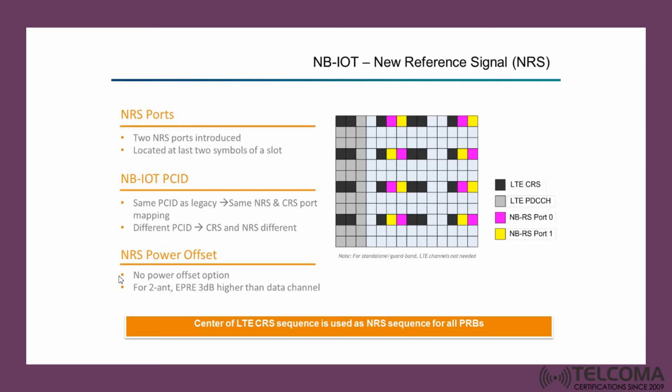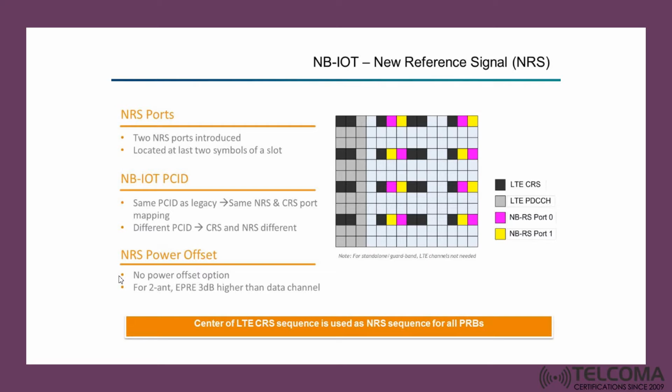So there are two NRS ports that are defined. Even though, as we have seen, the UE is in single RX operation mode, we can have two antenna ports. That is, both the antenna ports will have a single RF RX chain in the downlink. It is just for reference purposes. There are two antenna ports that are given here. So this NRS, if you see in this pictorial representation here, it is present along with LTE CRS.